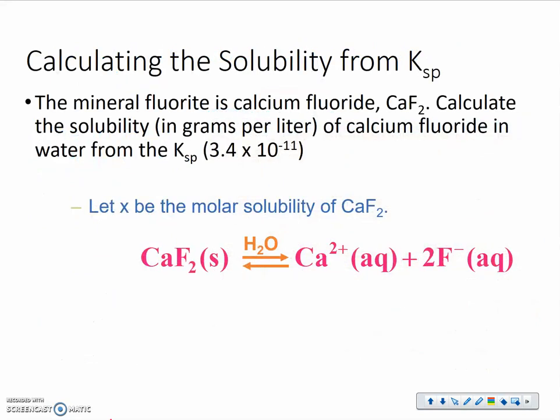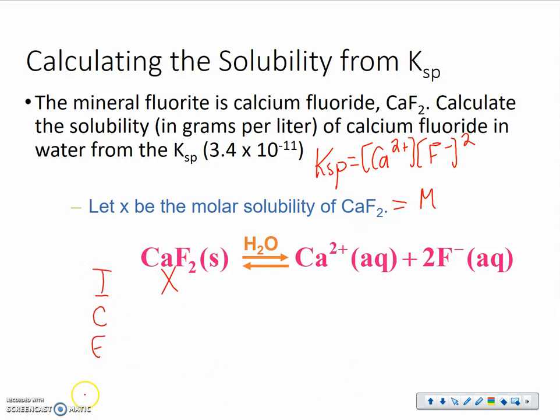So let's work backwards. So calcium fluoride, we know the KSP. We want to figure out the solubility, which is the grams per liter. So we know what the KSP is. Okay, so we're going to start with our KSP expression. So what we're looking for is the molar solubility of CaF2, which is the same as the concentration. So really, this is our unknown, what we're starting with. We want to know how much of that we had.